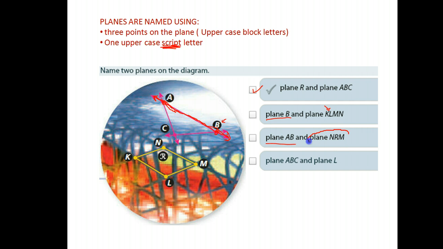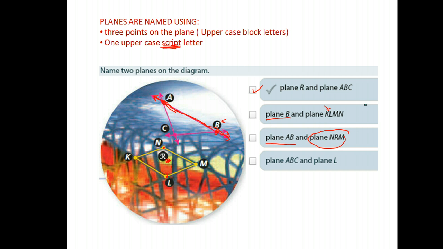What was wrong with this name, plane NRM, for the yellow one down here? The problem with that is that R is not a point. It's a script letter, so that tells us it's naming the plane itself, and it's not a location or a point on that plane. So you would have to use N, M, and L would work, or K, L, and N. You cannot use R as one of the points.